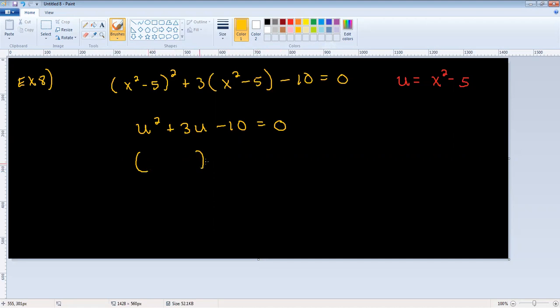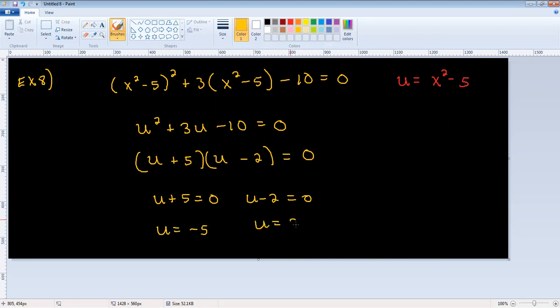Okay. We have u. Let's see here. We have 5, we have 2, because 5 times 2 is 10, and if you take these and subtract them, you get this. Okay. So what are you going to have? u plus 5 is equal to 0. u minus 2 is equal to 0. So this is going to be u is equal to -5, and this is going to be u is equal to 2. Okay, and then we substitute our u back in.